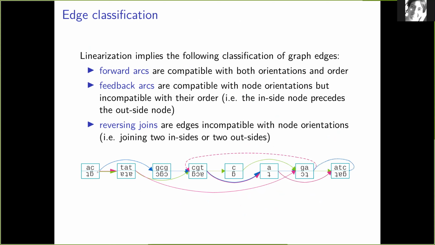So every forward arc leads from an outside of some node to an inside of another node, and the outside node precedes the inside node in the order. Feedback arcs are compatible with orientation but incompatible with order, so those are the edges that are pointing backwards. And finally, reversing joins are the edges that join two outsides or two insides, and those cannot be oriented.